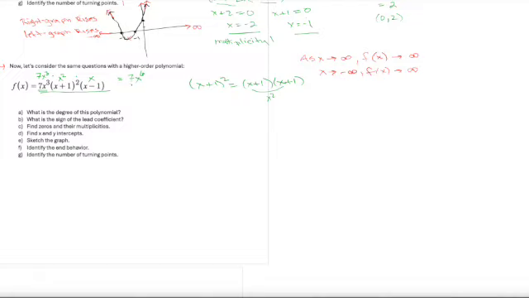This would be the lead term if I took the time to multiply this whole thing out, which I don't need to do. I really just need to know what that lead term is. So now I can identify the degree of the polynomial, and the degree of the polynomial is 6. What is the sign of the lead coefficient? The lead coefficient would be a positive 7, so a positive is the sign.